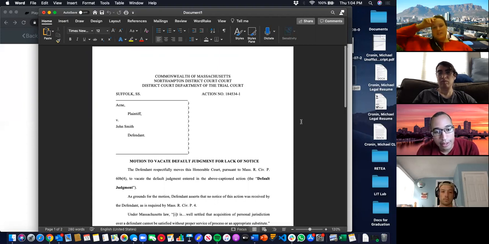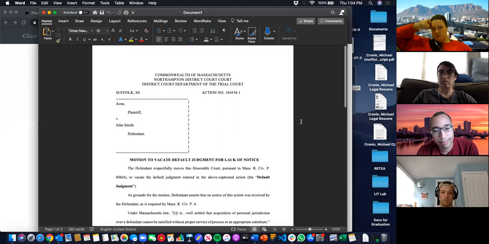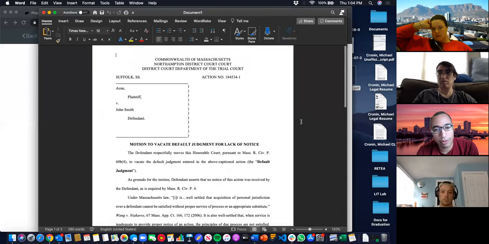And then is that spacing right? I'm not familiar with this kind of case caption. Is that right in terms of where the plaintiff and defendant are? I think so, yeah. There's no one right rule for it. Okay.